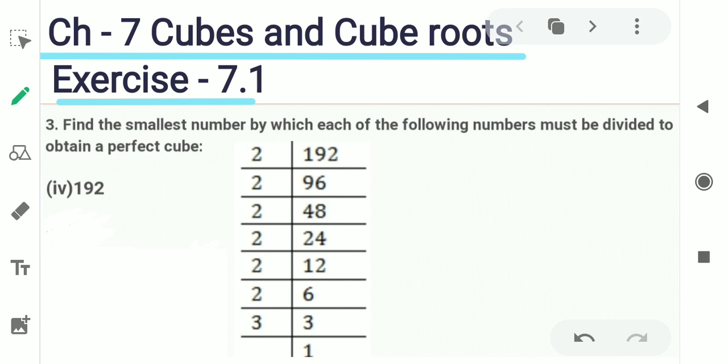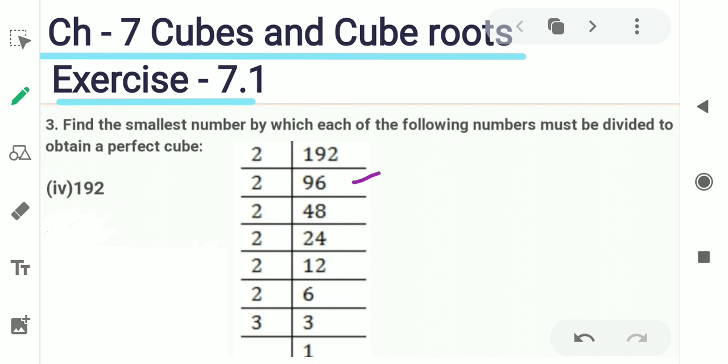Now I am going to explain you part 4, that is 192. Firstly, we have to make the factors of 192. Check this: is it divisible by 2 or not? At the last, an even number is there, so we can say this number is divisible by 2. When you divide this number by 2, you will get 96.